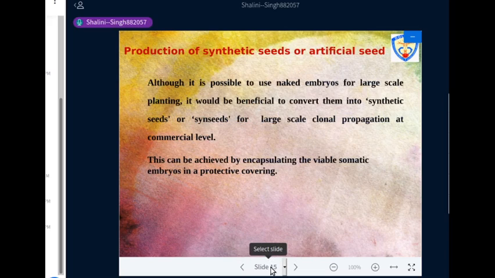Production of synthetic seeds. Synthetic seeds are also known as artificial seeds. It is possible to use naked embryos for large-scale planting, but it would be beneficial to convert them into synthetic seeds or syn seeds for large-scale clonal propagation at commercial level. This can be achieved by encapsulating the viable somatic embryos in a protective covering.